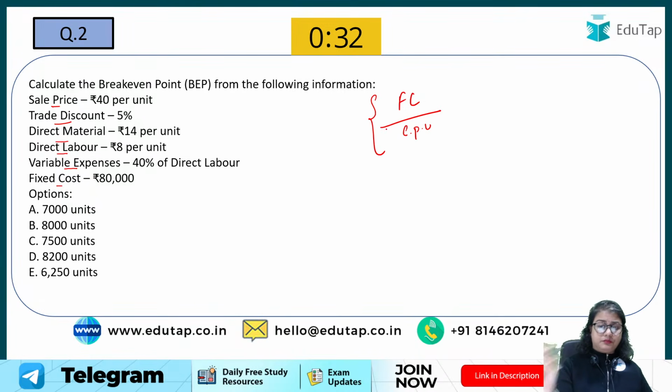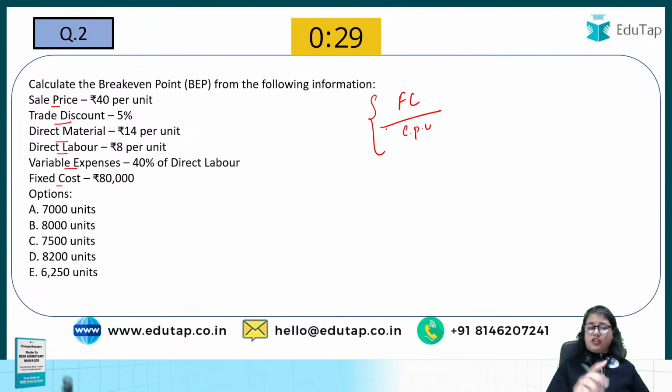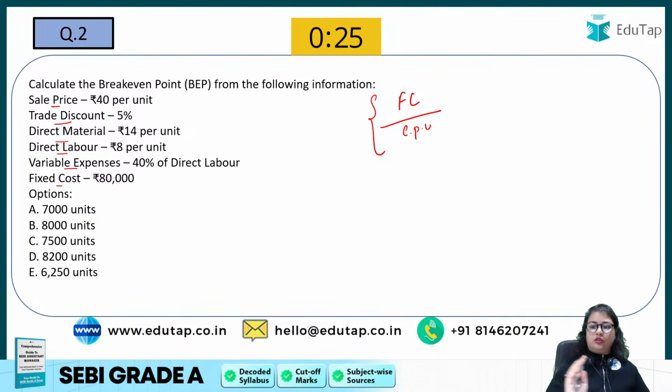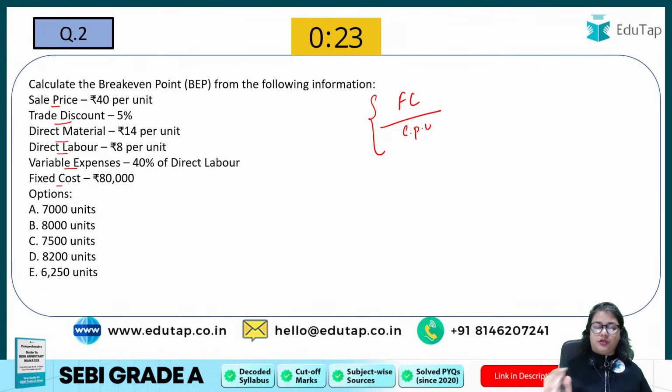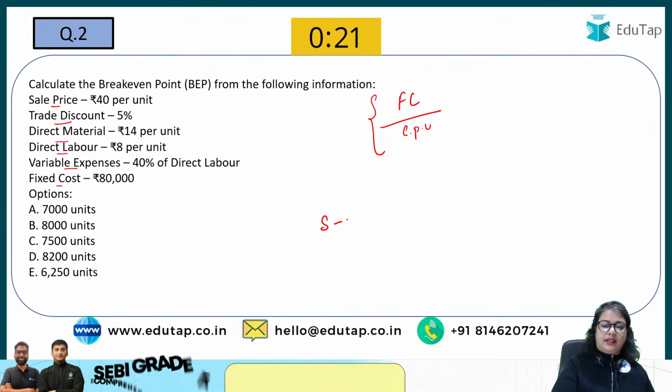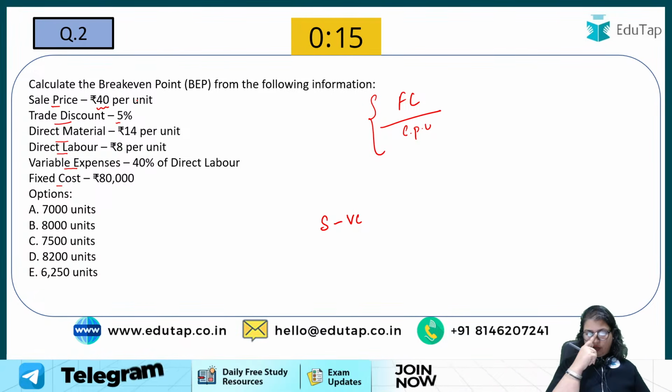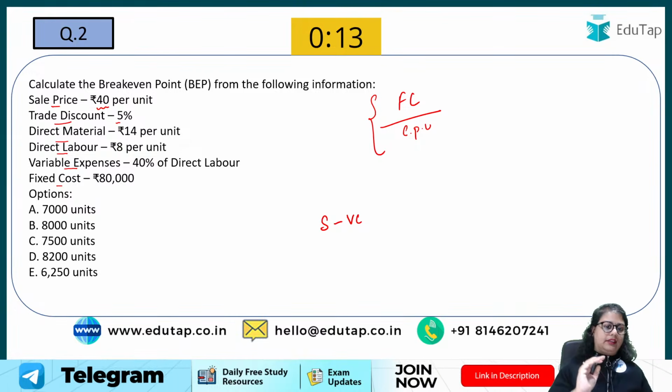Can I say this? Okay, so fixed cost is directly given to you, but is contribution given to you directly? No. So basically, how do you find the contribution per unit? That will be sales minus variable cost, right? So sales is how much? 40 per unit, and there is a trade discount of 5% also that we are giving. So we will subtract that too. So 40 minus 5%. So 5% of 40 is 2 rupees. So 40 minus 2 rupees, that is 38.